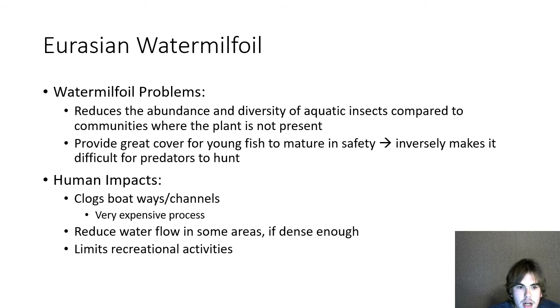Some problems that it causes: it reduces the abundance and diversity of aquatic insects compared to communities where the plant is not present. It can provide cover for young fish to mature in safety, which is a good thing, but inversely, it makes it difficult for predators to hunt. So that's kind of like a pro and a con that it can have. And then a human impact that it has is it clogs boatways and channels, and it's a very expensive process to remove them, much like the zebra mussels. It can reduce water flow in some areas if dense enough, and it limits recreational activities.